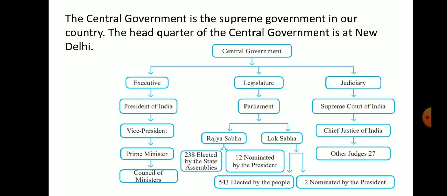Judiciary comes under the Supreme Court of India. It sets everything in a proper way, with the Chief Justice of India and 27 judges.